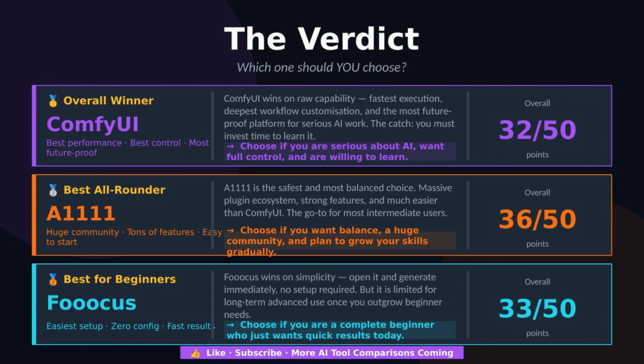Choose Automatic1111 if you want a balance of features and ease of use and plan to learn gradually. Choose ComfyUI if you want full control, are serious about AI workflows, and want to work at a professional or advanced level. The choice depends entirely on your skill level and the complexity of your image generation needs.